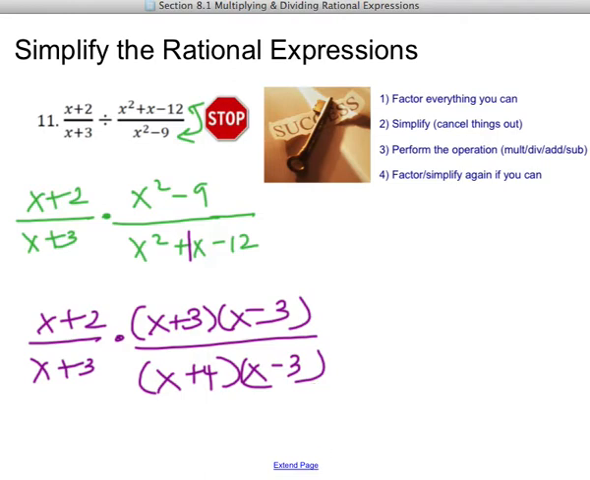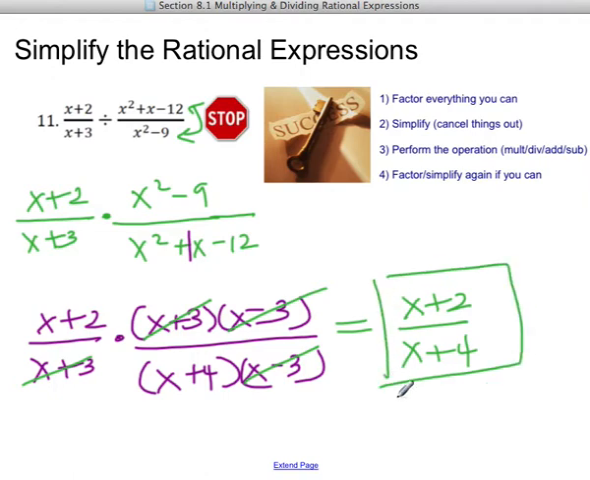Now I'm going to go ahead and do my canceling. Okay, x plus 3, those cancel. x minus 3, so those cancel. And there's nothing else that will cancel, so across my numerator, I just have x plus 2. Across my denominator, I just have x plus 4. So this is my final answer for example 11.